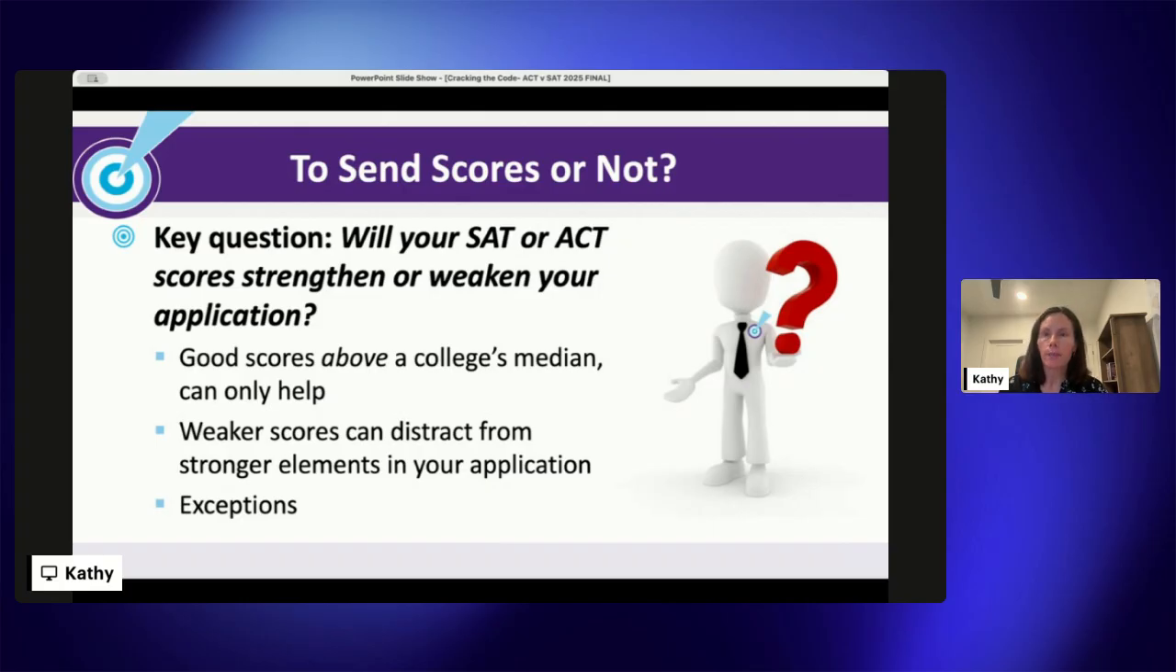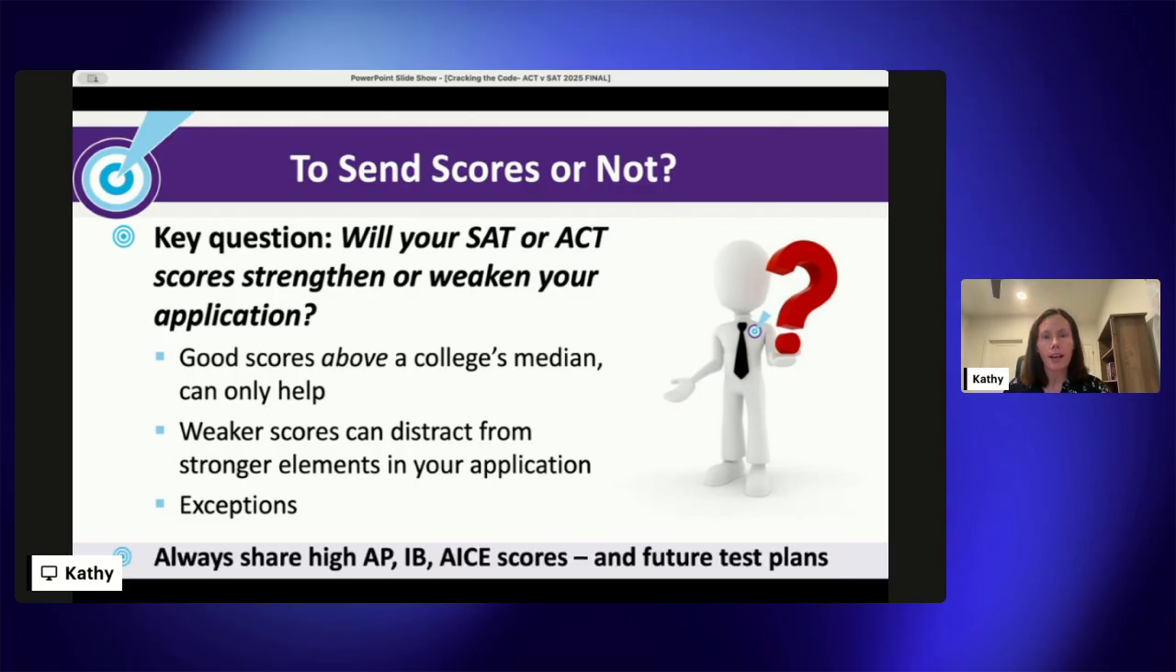Now, there are exceptions. Sometimes students may take the SAT or ACT, and even if it's not quite at a college's median, it might be in the top percentile for their high school. And that information is usually shared to the colleges via a school profile. So if you're a student who has an SAT or ACT score that's at the top of your list, it may be to your advantage to submit.